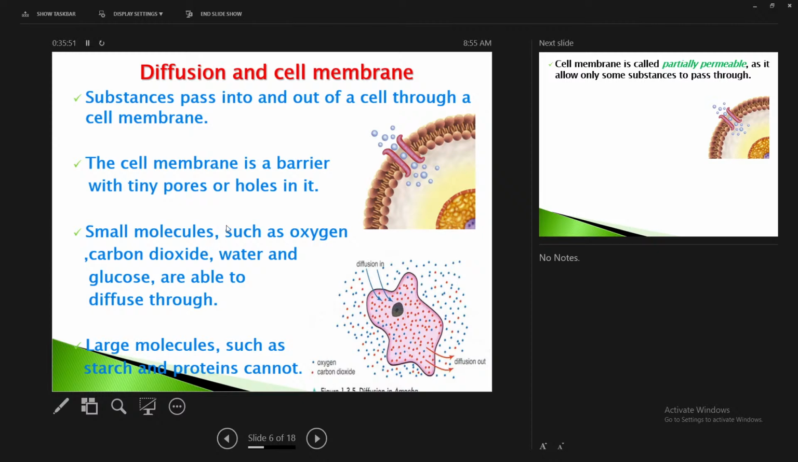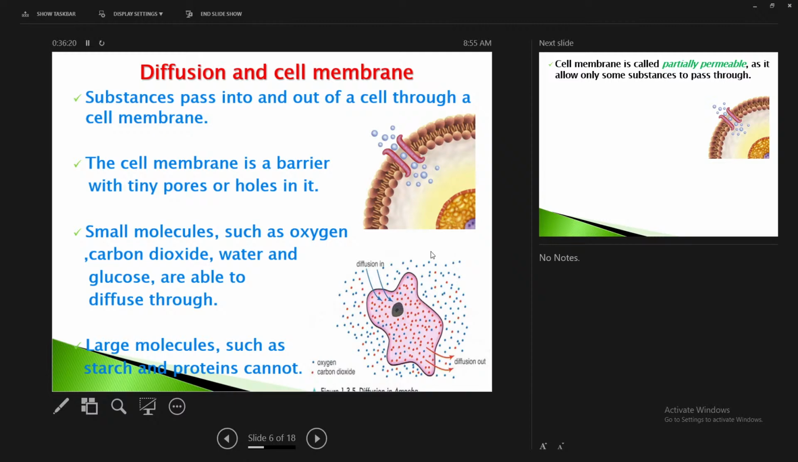The second pointer: the cell membrane is like a barrier with thin pores or holes in it. So, in terms of the oxygen going across, or some nutrients entering the cell, they normally go through those small holes that are called pores.